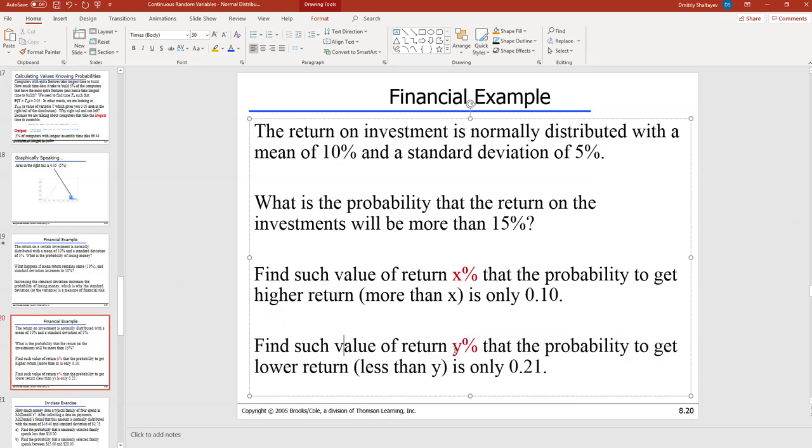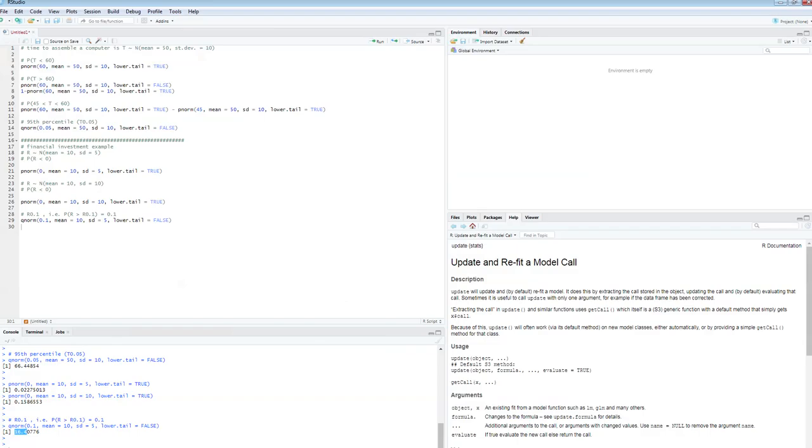Find such a value of the return that the probability to get even lower than that is only 21%. So now I'm looking in the left tail of the distribution. Here I was looking for the likelihood to have a high return. That's why I was looking in the right tail. In this question, it is the probability of less than. So I'm looking in the left tail, and that's the only difference. So let's go ahead and do that.